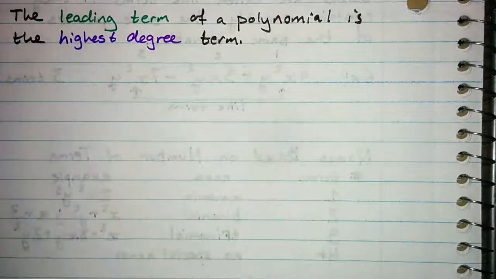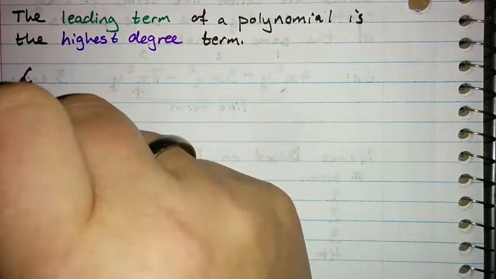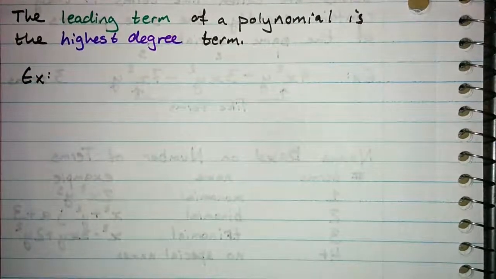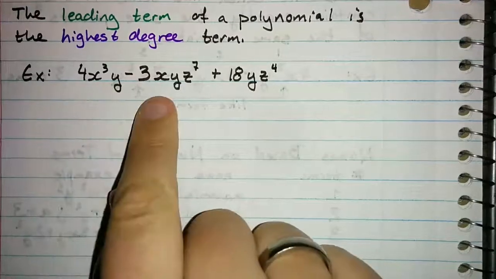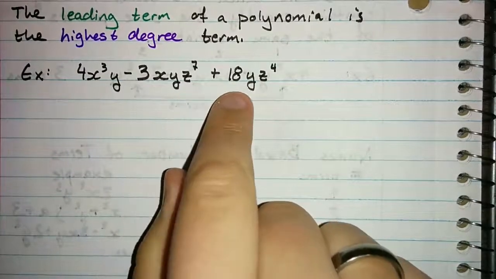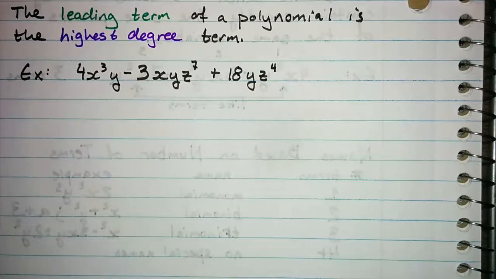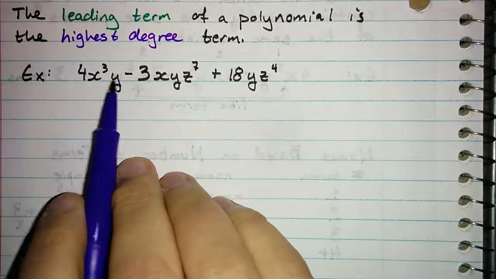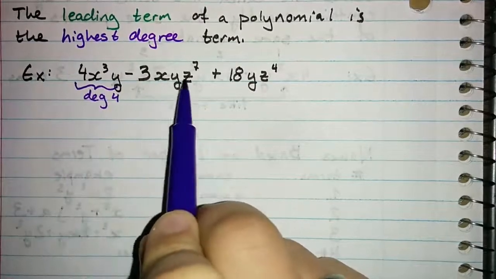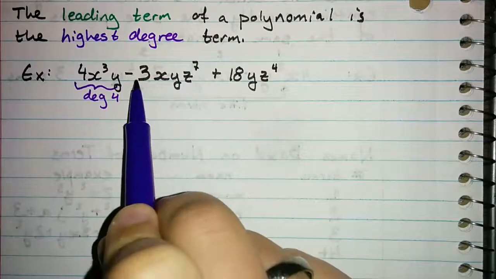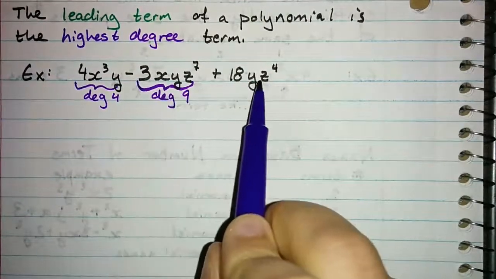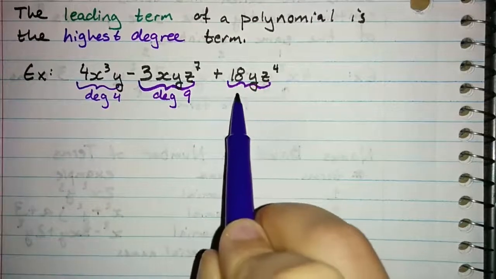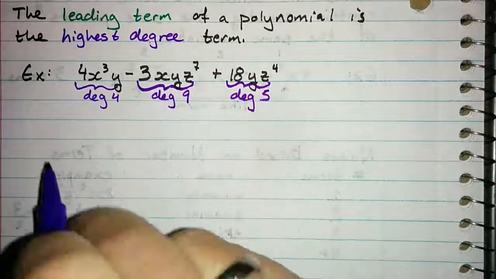Within any polynomial, one term is special. The leading term of a polynomial is its highest degree term. So for example, in the polynomial 4x cubed y minus 3xyz to the 7th plus 18y to the 4th, well, we have terms of degree 3 plus 1 is 4, degree 1, 2 plus 7 is 9, and degree 1 plus 4 is 5. The leading term is this one.